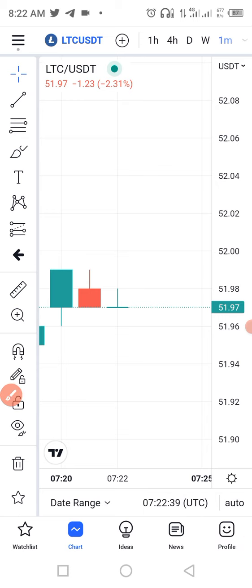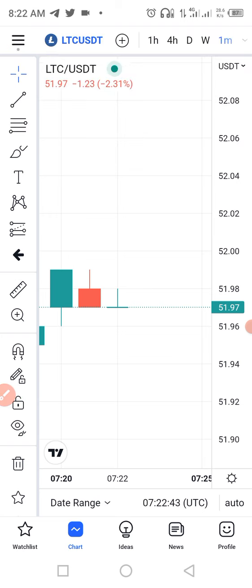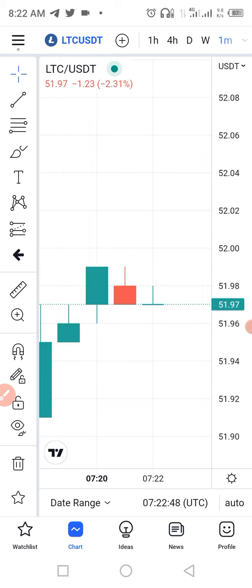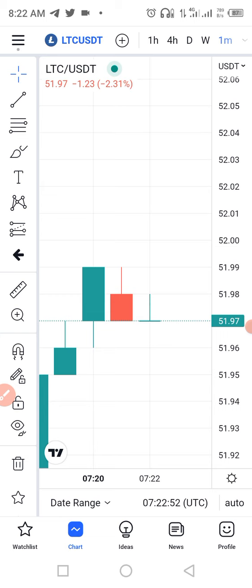I said candlesticks have different anatomy. We have the open, we have the close, we have the body, we have the wick, and then we have the high and the low. Now what is the body? The body is just the visible part you're seeing, this red or green thing. That is the body of the candle.